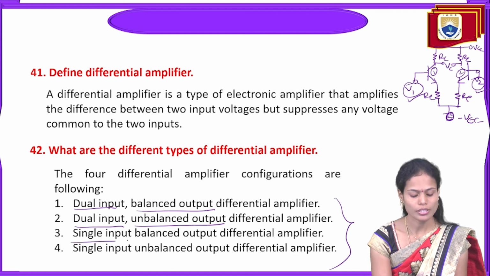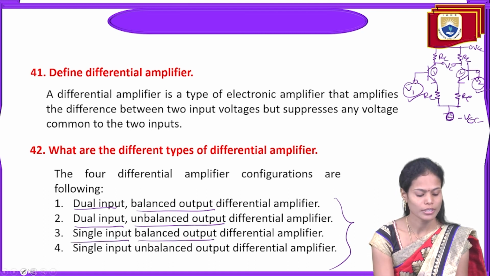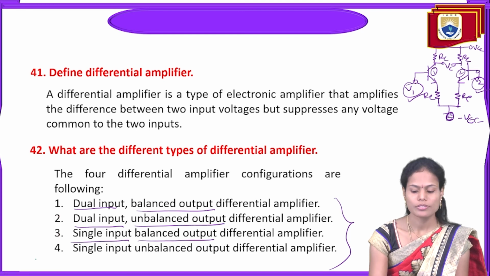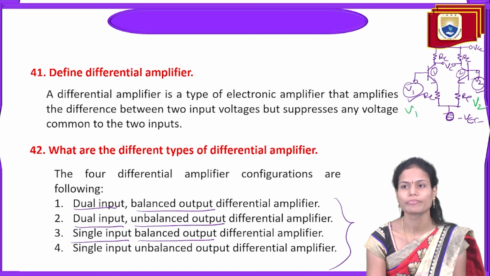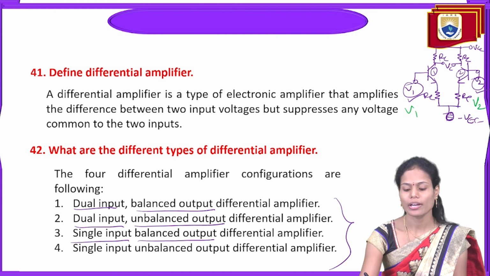And next, single input balanced output differential amplifier. Single input means we utilize either V1 or V2 only, not both at a time. And balanced output means again we measure across the common point of both the collector terminals.